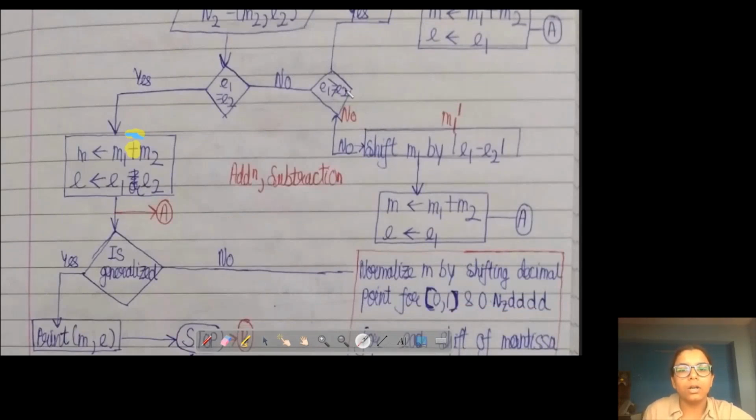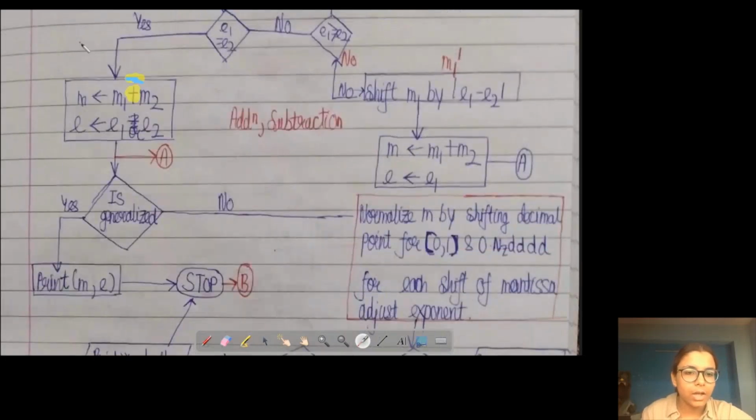For e1 being not greater than e2, the no part of this comparison, we would just shift m1 by e1 minus e2, and we would take the Mantissas again, subtract both the Mantissas, and the exponent would be taken as the exponential form.